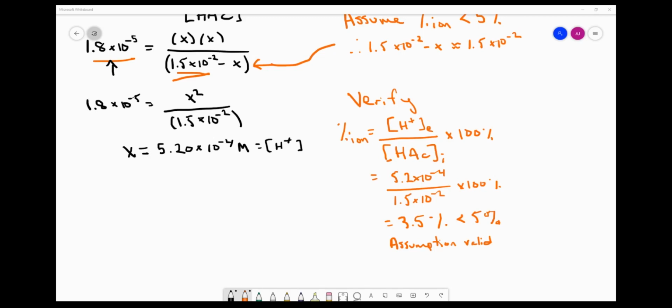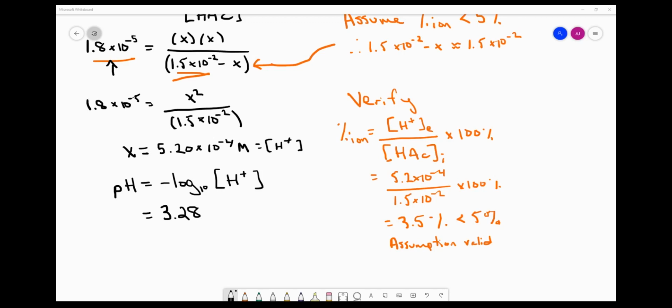Our final step in this problem is to use the pH equation to solve for pH using our hydrogen ion concentration. We find our pH to be 3.28.